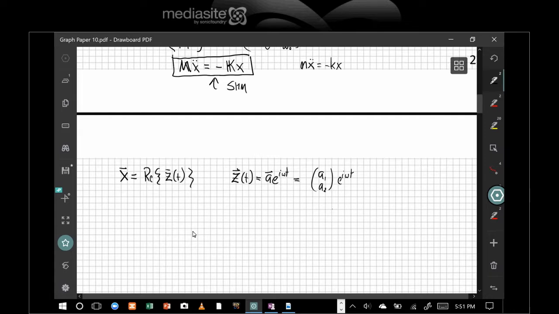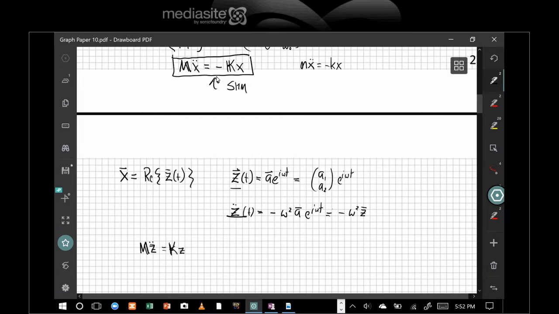Now I'm going to take that solution and take the second derivative of it. And what is that going to be? Well, a is a constant, so I get minus omega squared from the second derivative of the exponential, a as a column vector times e to the i omega t, but that just equals minus omega squared z. Now I'm going to take that z double dot and put it into the above equation, this equation right here. So again, I start off with m times z double dot plus k z, and I stick this into there and this into there.